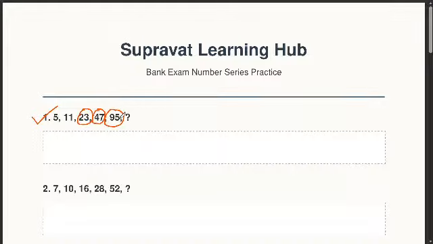So here the numbers are reducing like half. 47 is half of 95. 23 is half of 47, approximately. Okay, so we can see that. So this method will be like 57.